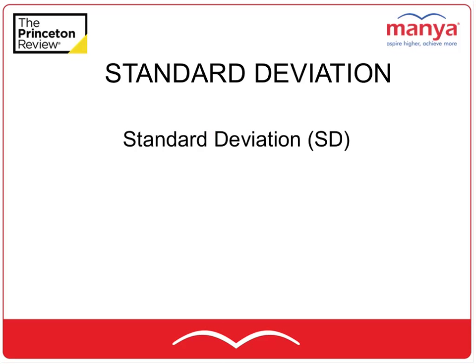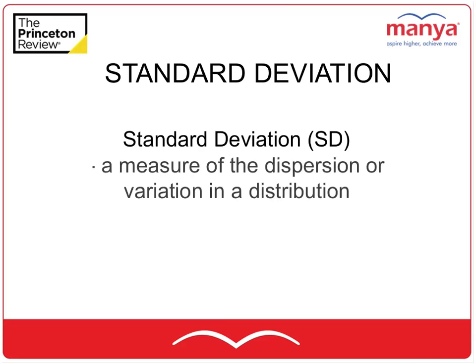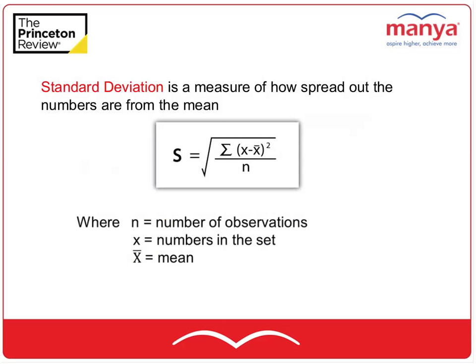Yeah. Now, standard deviation, SD, we generally call it in GMAT, right? And how to get it? Standard deviation is a measure of dispersion or variation in a distribution. Standard deviation says how the data is spread across the mean, right? Now, this is the general formula for finding the standard deviation. Standard deviation is a measure of how spread out the numbers are from the mean.